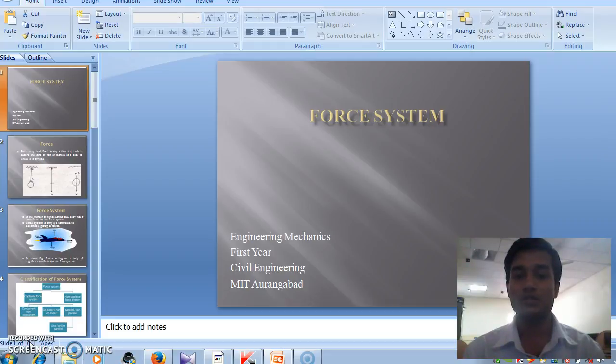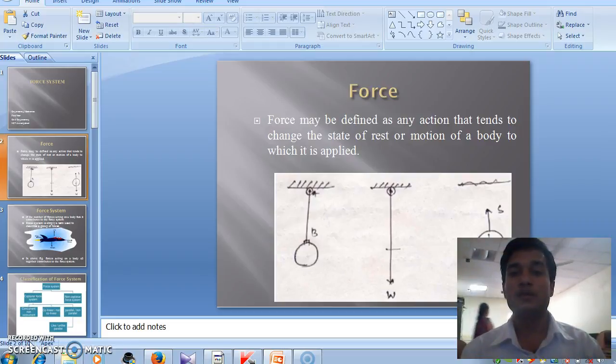Today I am going to discuss a topic from engineering mechanics, that is force system. Before moving to the force system, let's know what is force. Force may be defined as an action that tends to change the state of rest or motion of a body to which it is applied.